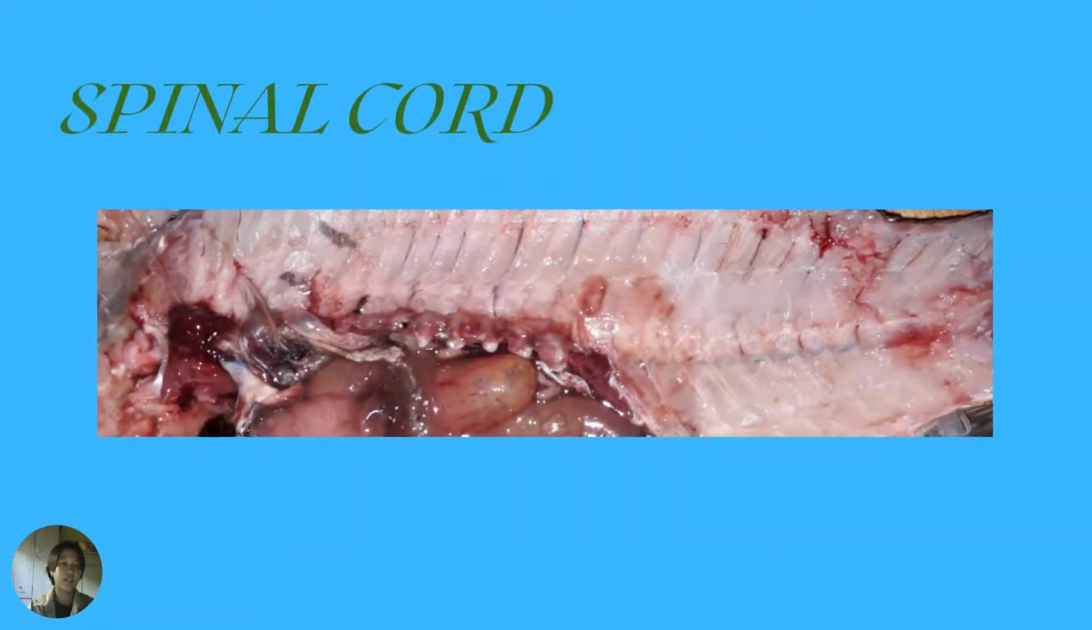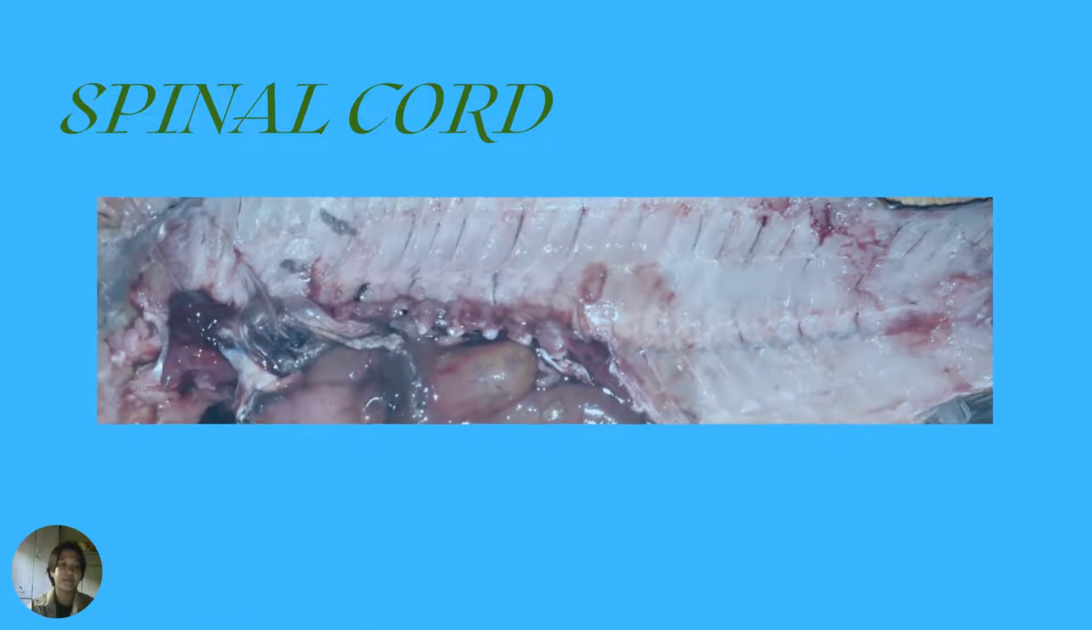Next, we have a spinal cord. The spinal cord is the cord of nervous tissue that extends from the brain lengthwise along the back in the spinal canal, gives off the pairs of spinal nerves, carries impulses from the brain, and serves as a center for initiating and coordinating many reflex acts.